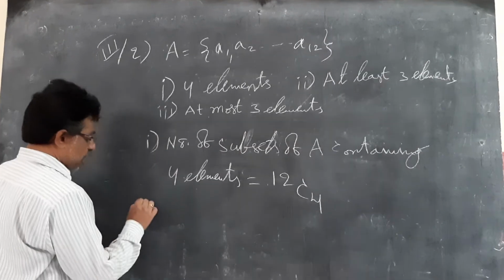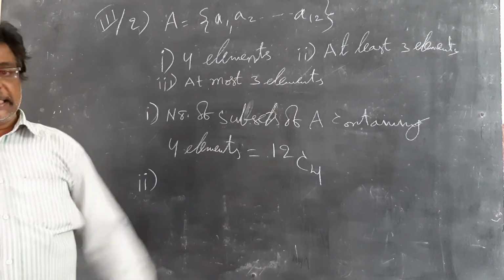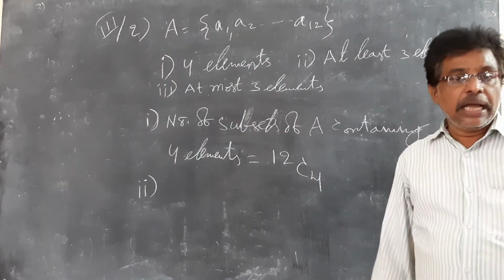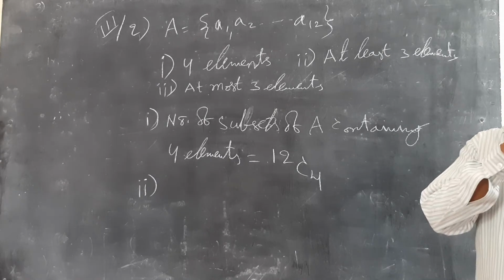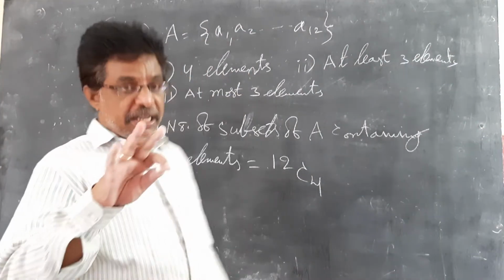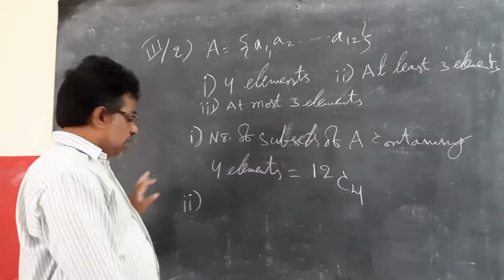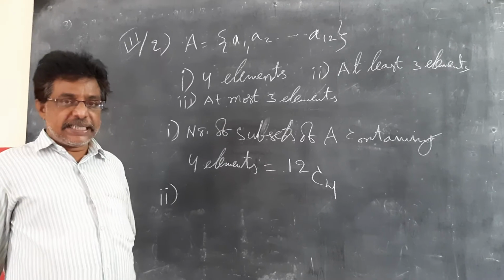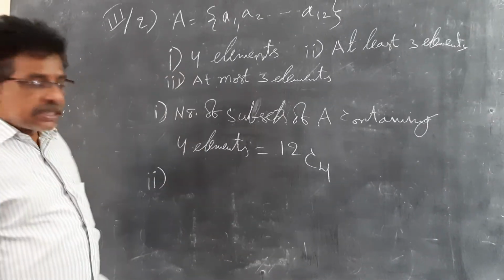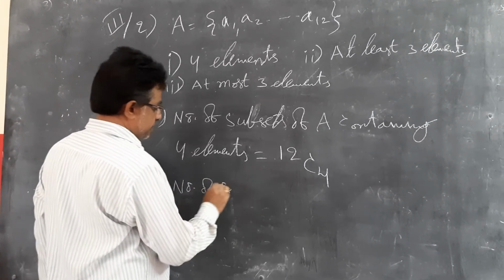Next, the number of subsets containing at least 3 elements. At least 3 elements means a minimum of 3 elements. So it contains 3 elements or 4 elements or 5 elements or 6 elements or, at the maximum, 12 elements.